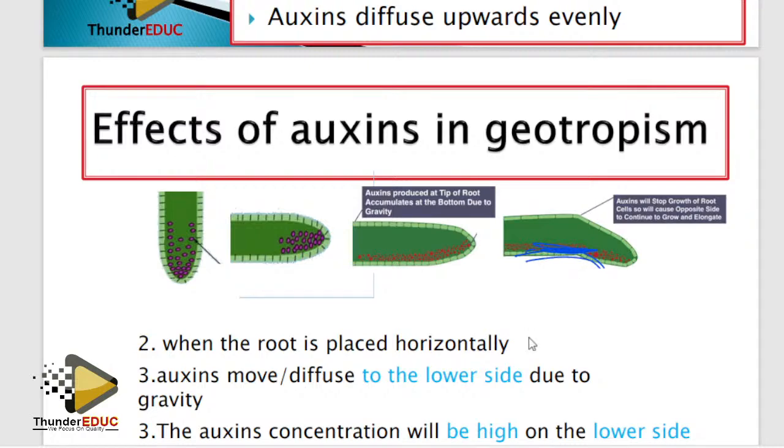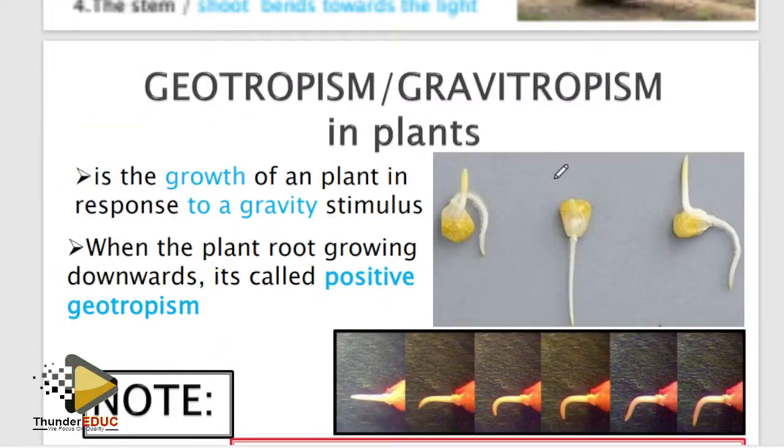So if I bring something like this and say that there's too much auxin here, and ask you, is this a shoot or a root? It's a root. Why? Because the high concentration of auxin is growing slower. So it means that it's a root. You understand? Yeah. So please identify that, and then the experiments.